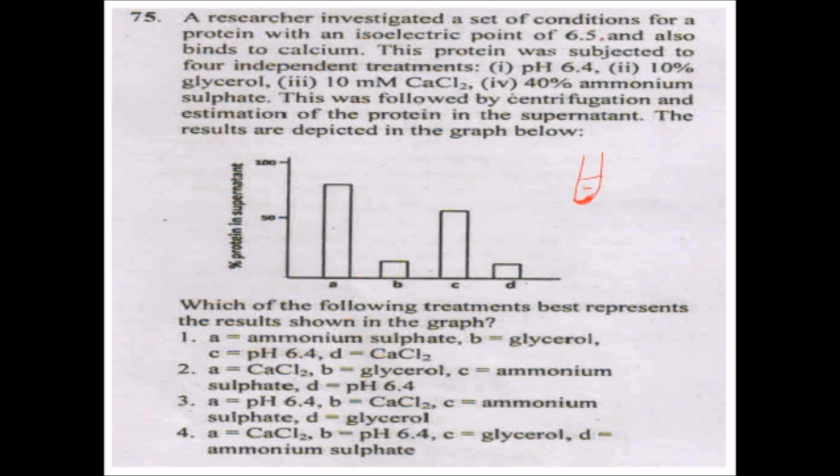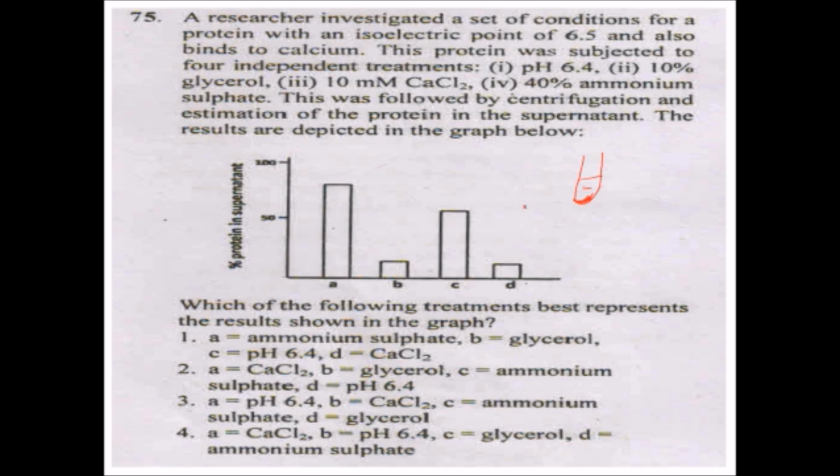Here the isoelectric point is given as 6.5 and the pH is 6.4. So this is very close to the isoelectric point, so this will completely precipitate the protein. The second is 40% ammonium sulfate, which will completely precipitate the protein by the salting out process. But calcium chloride, which is also required for precipitation of protein, is used in a very small quantity here, 10 millimolar, so it will not completely precipitate the protein, and glycerol too will not completely precipitate the protein.